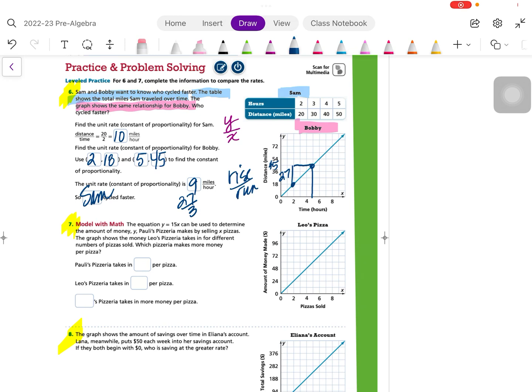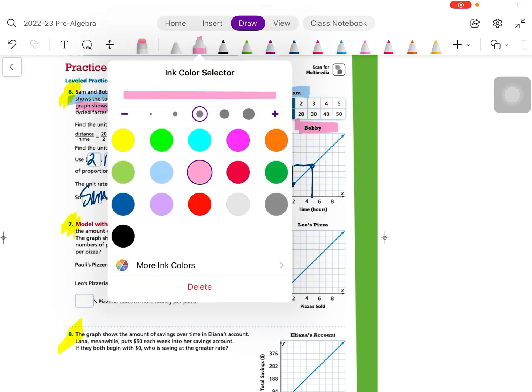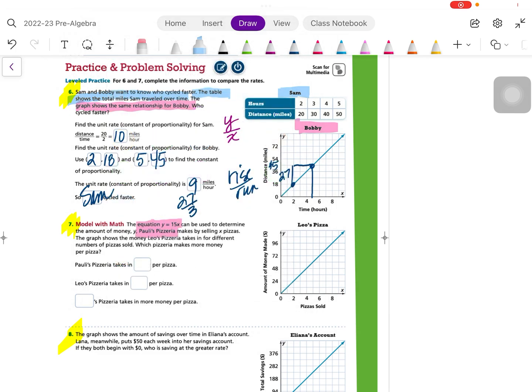For number 7, the equation y equals 15x can be used to determine the amount of money that Polly's Pizzeria makes by selling x number of pizzas. So I'm going to start by highlighting this equation for Polly's Pizzeria. And then our second representation is the graph, which shows the money for Leo's Pizzeria over here. So Leo's Pizzeria takes in a different amount for the number of pizzas sold. Which pizzeria makes more money?